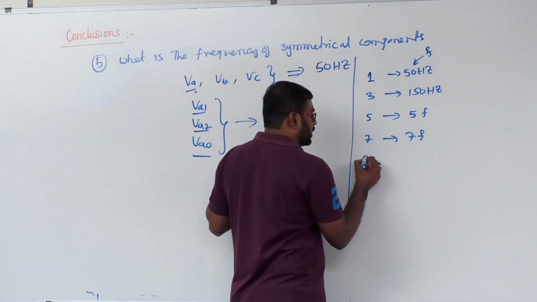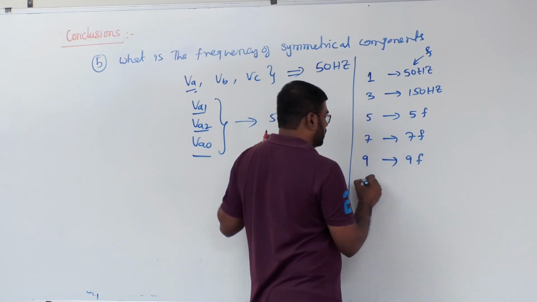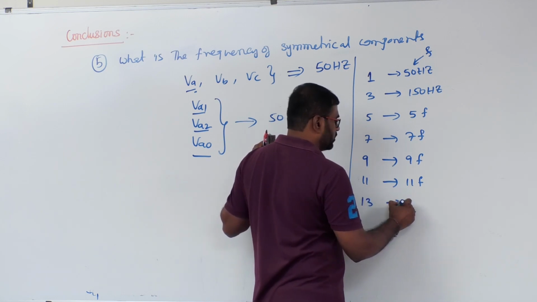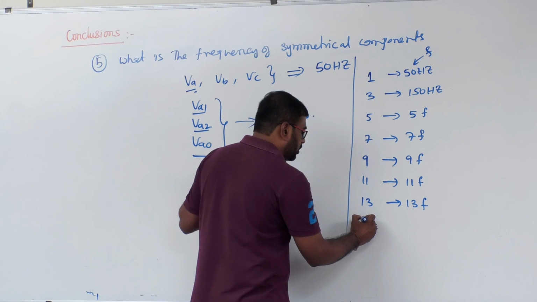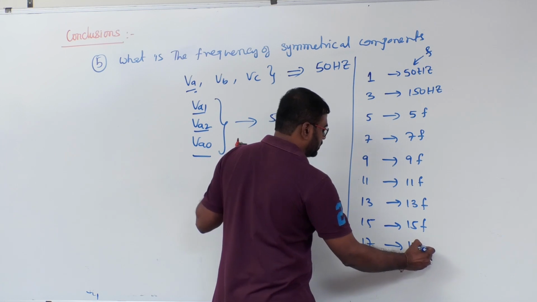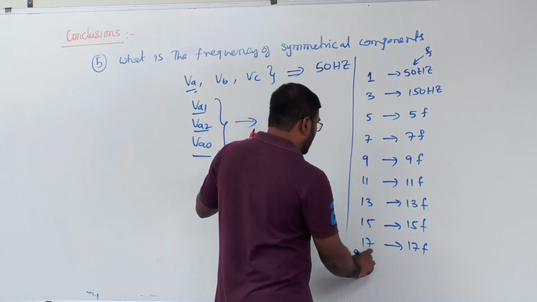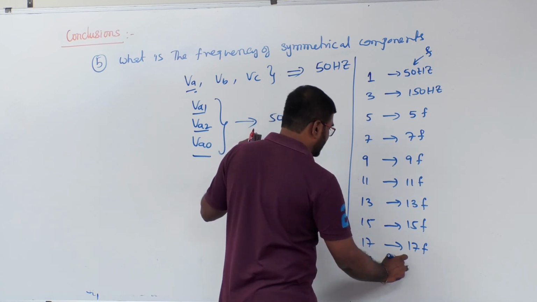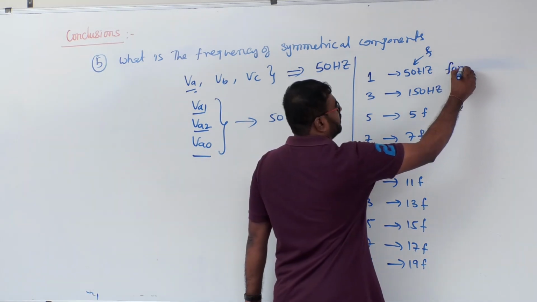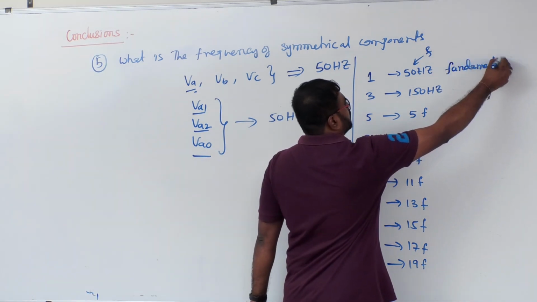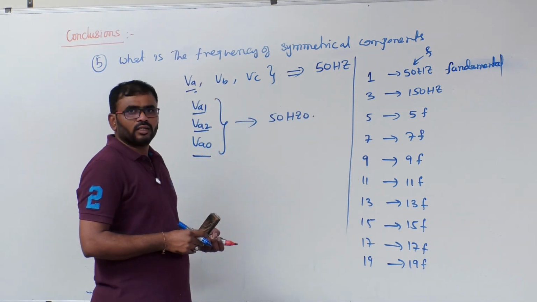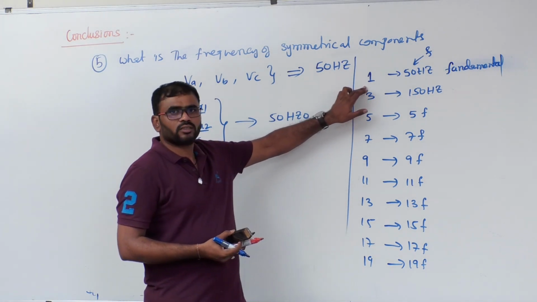And next, the 9th is 9F, 11th is 11F, 13th is 13F, 15th is 15F, 17th is 17F. Correct or not? And after that the 19th, 19F. Now this is about the harmonic frequencies. This is the fundamental. The remaining are all called harmonics. Clear?